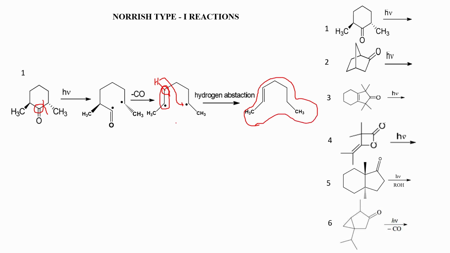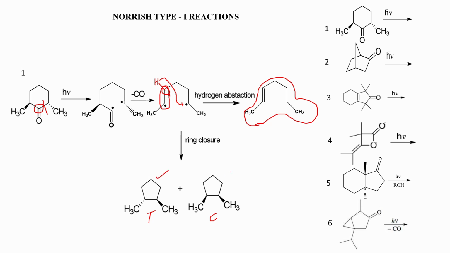Another possibility is the ring closure from this biradical, whereby you will get these two compounds. One is trans variety, and it is cis variety. Cis dimethyl cyclopentane and trans dimethyl cyclopentane are obtained. So, by the photochemical reaction of this dimethyl cyclohexanone, we will get these three products: one acyclic alkene along with cycloalkanes, that is trans dimethyl cyclopentane and cis dimethyl cyclopentane.